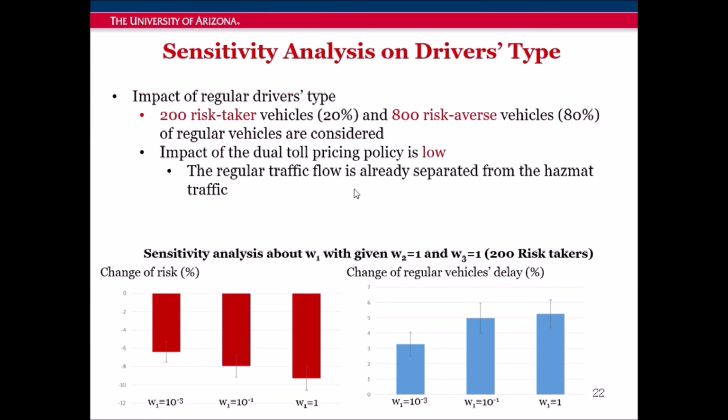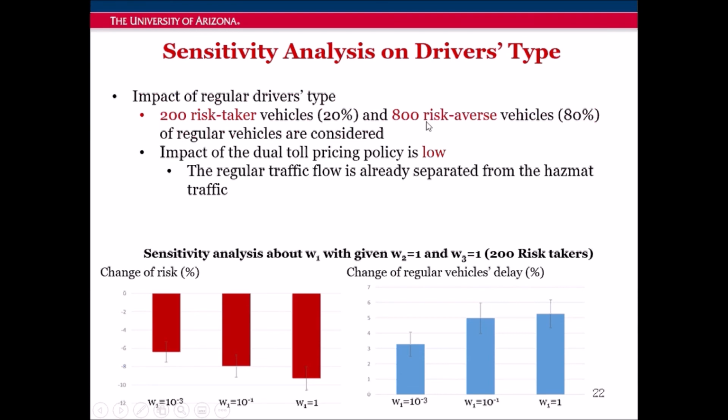And I also did multiple research and additional study, especially to understand the impact of the driver types, so the driving patterns of the different driver types. So we have 200 risk takers and 800 risk averse vehicles, who do not really care about the risk. The impact of the dual pricing policy is very low in this situation, because why? We have more risk averse vehicles than risk taker vehicles.